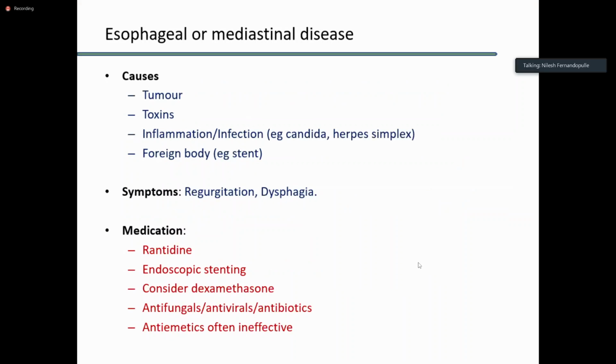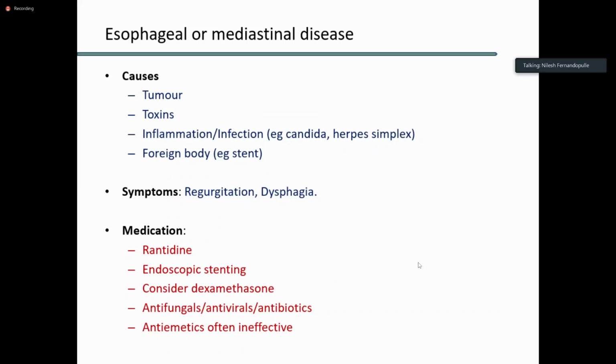Second are patients who have esophageal problems. Esophageal problems, like I told you, can be due to tumors, toxins, inflammation, say maybe candida infection in the esophagus, or maybe even a blocked stent. So a patient might have esophageal cancer and a stent, and it can be blocked. So they will have that regurgitation symptom, not vomiting. They will just passively put out everything. And they might have dysphagia also.